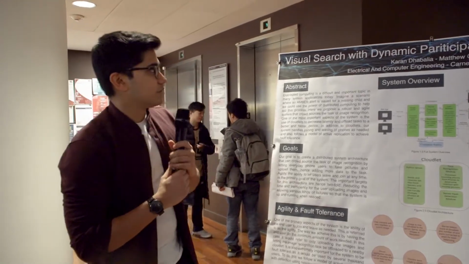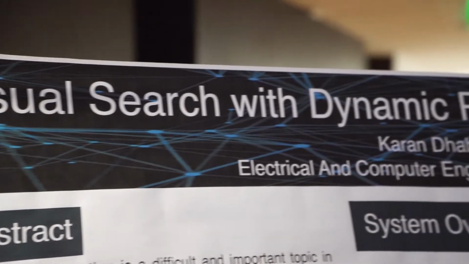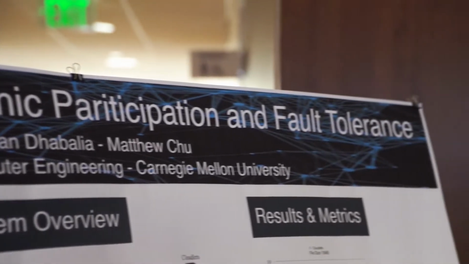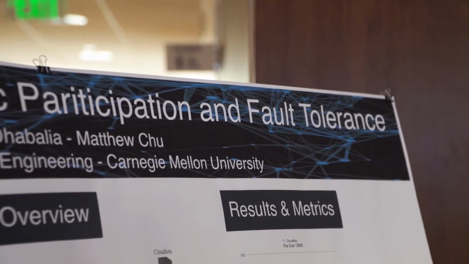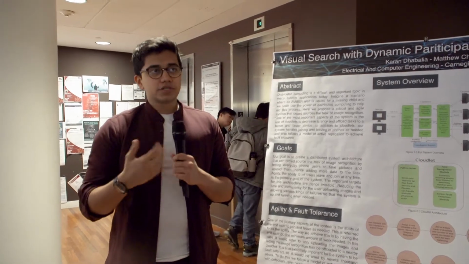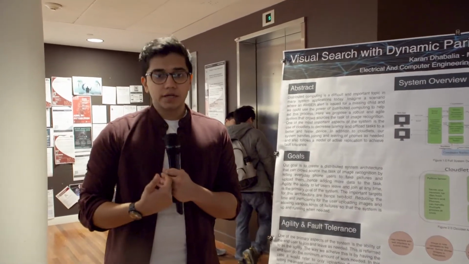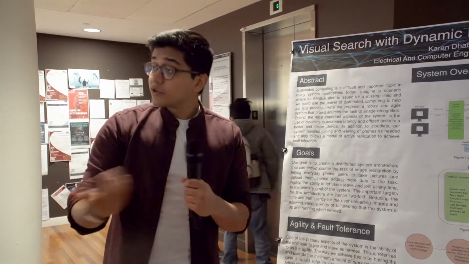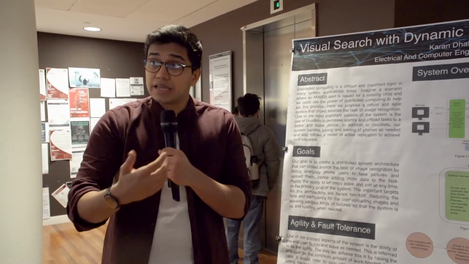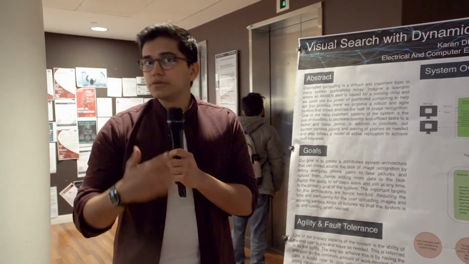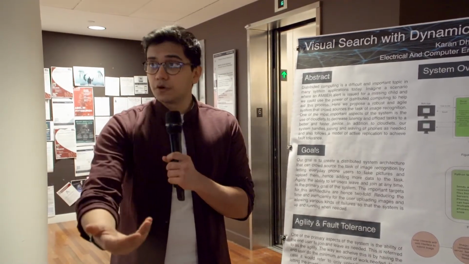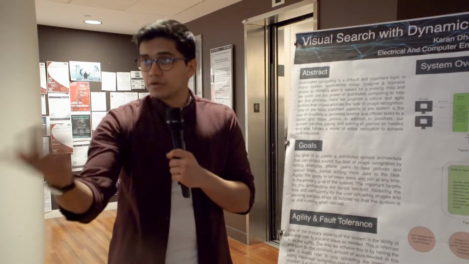Awesome. So our project is called Visual Search with Dynamic Participation and Fault Tolerance. Our motivation was that, let's say an Amber Alert is issued for a missing child. How do we solve the problem of finding this child quickly? We thought of crowdsourcing, in the sense that everyone has phones and everyone has photos taken on these phones. Maybe we can use image recognition to find whether the missing child is in the photos of all the phones that are in that area.